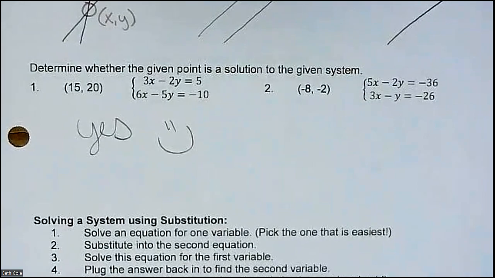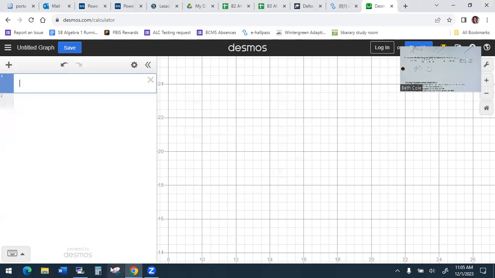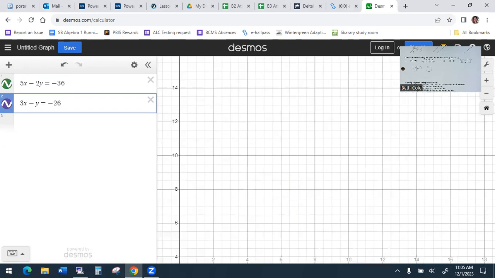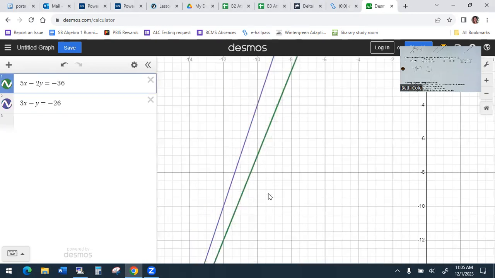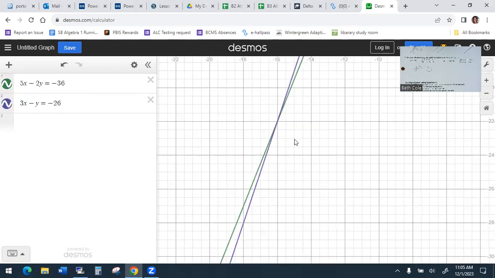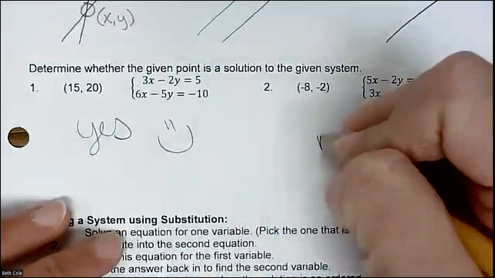Let's try it again. Let me go back to my calculator, clear these out. I'm just going to type in the other one. So 5x minus 2y equals -36. And then when I try the other one, 3x minus y equals -26. Now, nothing showed up. If you hit this little home button, it'll put it back so zero's in the middle. And then I can kind of see them getting closer together over here. You just sort of need to move around your graph, or I guess you could zoom out too. Whatever works for you. You guys are good with technology. But you click on the intersection, -16, -22. And that is not what's right here. So the answer is no.